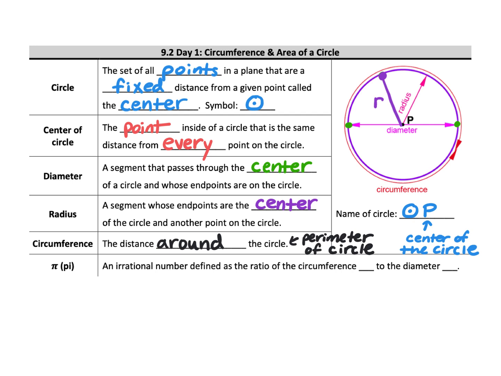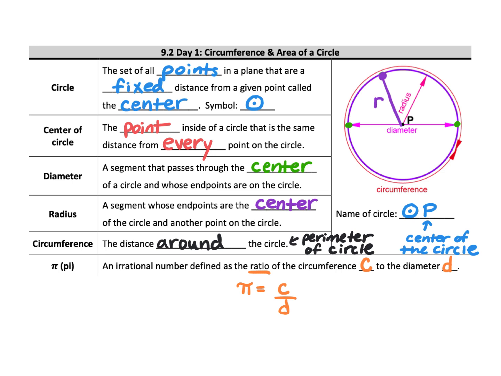And then our final vocabulary word is pi. Pi is an irrational number defined as the ratio of the circumference, which we abbreviate with a capital C, to the diameter d. A ratio is just a fraction, so what this is saying is pi, that irrational number pi, is equal to the ratio of the circumference to the diameter. So that's pi equals the circumference divided by the diameter.